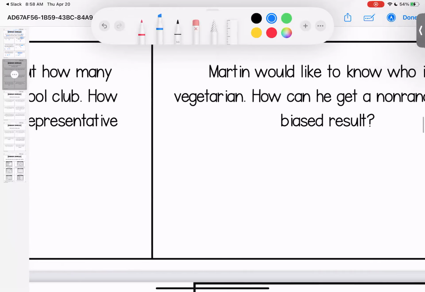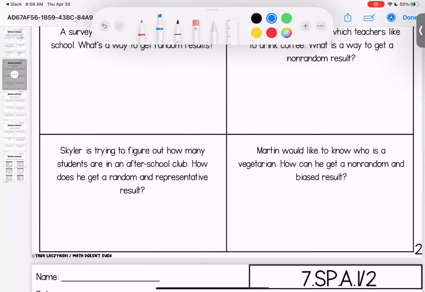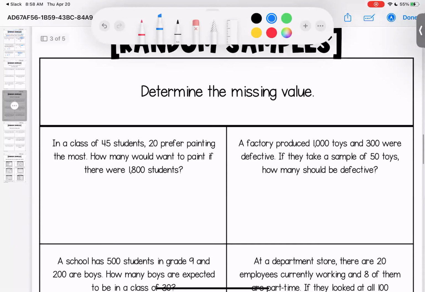As long as they are randomly selected, he's going to get a better idea of how many people are in the after-school club. Martin would like to know who is vegetarian. He would like to get a non-random and biased result. Well, Martin could just go to the vegetarian club at school. That would be non-random and biased. Or he could go to a table of people that are all eating vegetarian style food. That would be non-random and biased. All right, questions on these, bring them to class.